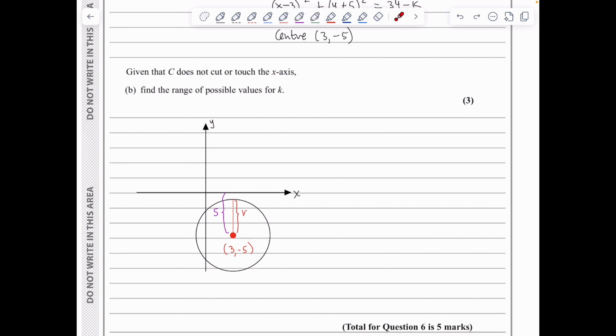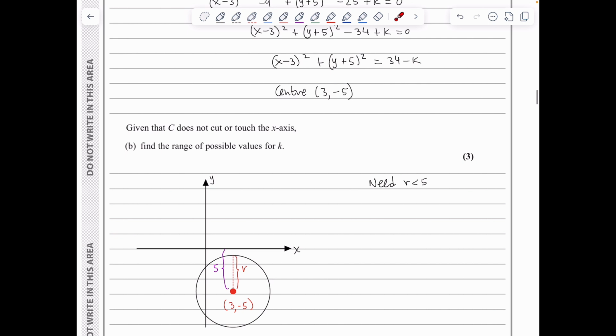Now we want this circle not to be touching or cutting the x-axis, so essentially we need the radius r to be less than 5. And if we look at the equation we arrived at in part A, the radius is the square root of 34 minus k. So we need the square root of 34 minus k to be less than 5. So we want 34 minus k to be less than 25, which leads to 9 being less than k.